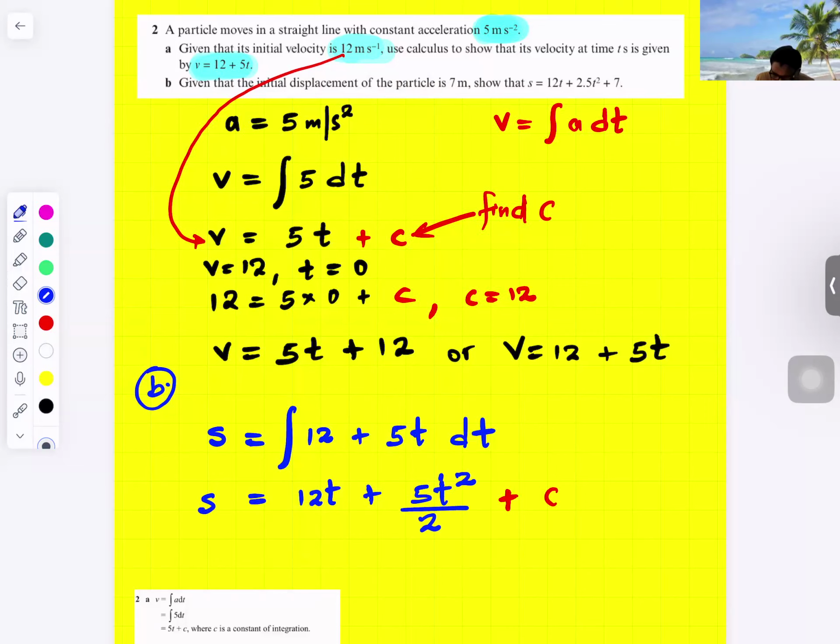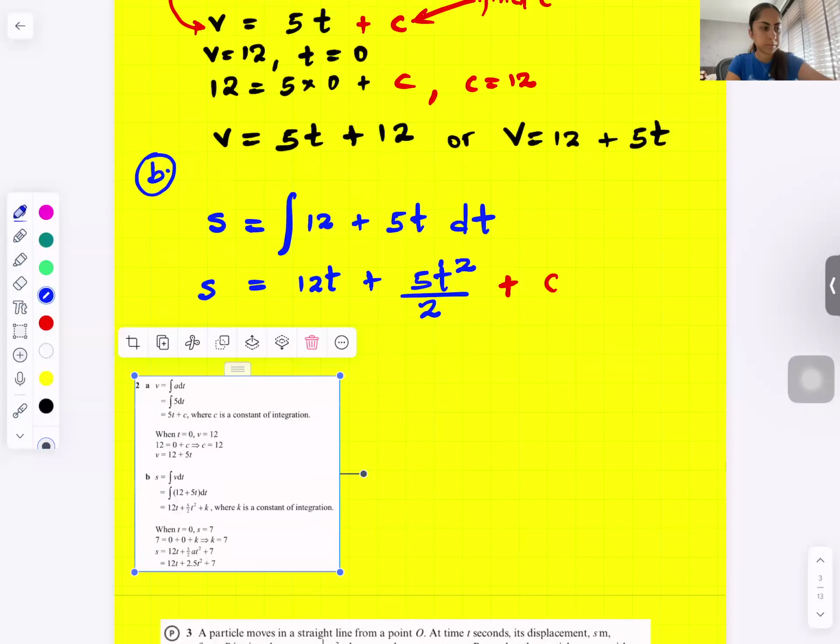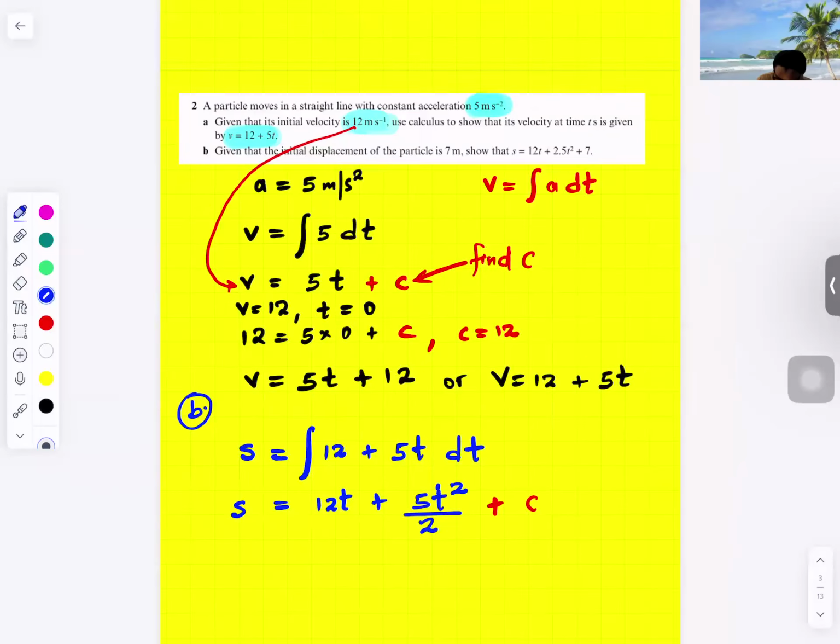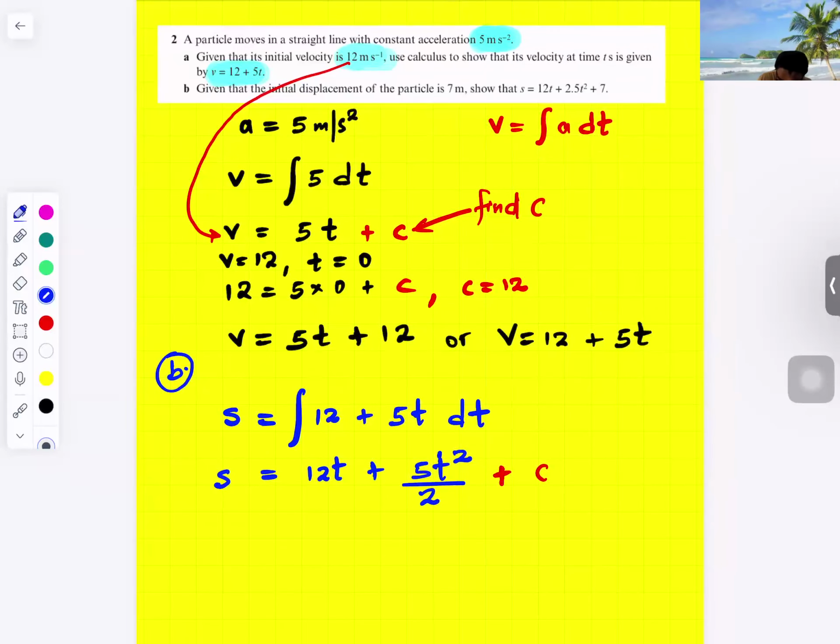So what we want to do now is sub in the initial conditions. So they told us that S is 7 meters. Is equal to 12 times 0 plus 5 over 2 times 0 squared plus c. So that will give us c to be 7.